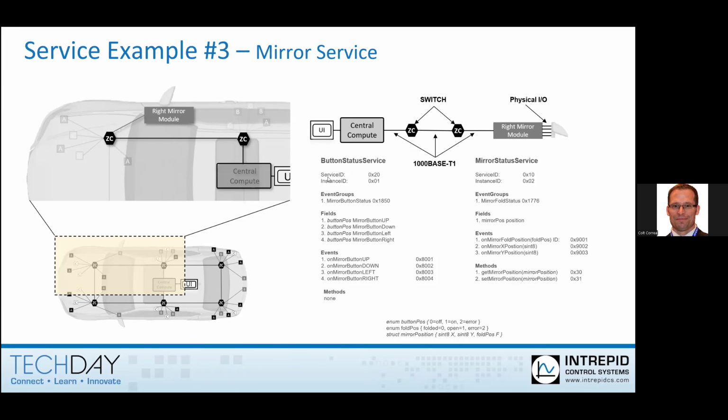So with every service, you have to give it a service ID and you have to give it an instance ID. We'll talk about the structure in a minute. And within this, the button status service has this service ID, globally unique within the SOME/IP space. And then a mirror status service also has to have a service ID that's uniquely identifiable, that's unique in the global space of the SOME/IP domain, and an instance ID.